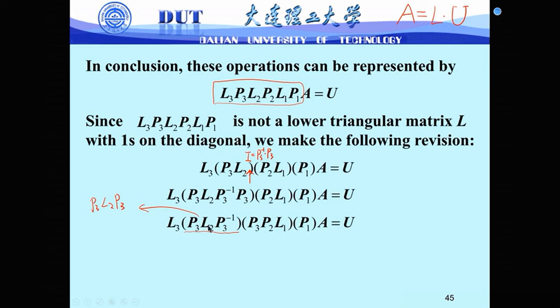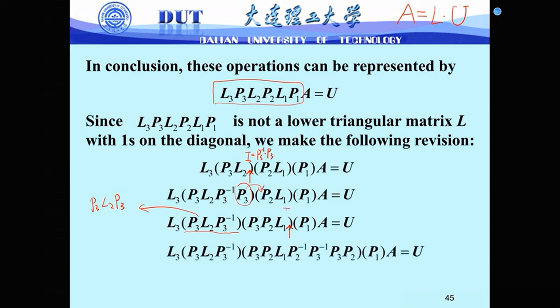Clear? It's okay? And now, that means we move P3 to here. Okay, this P3 to here. So P3, P2, L1. Clear? Okay, now continue here. Please note here, we add a red arrow. That means we also add another identity matrix here.